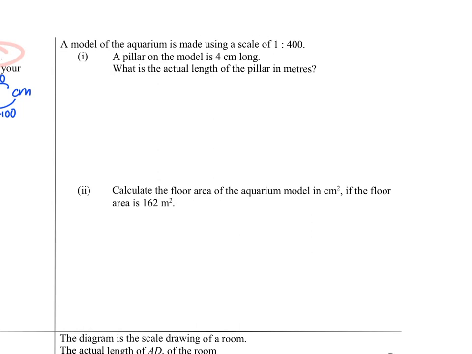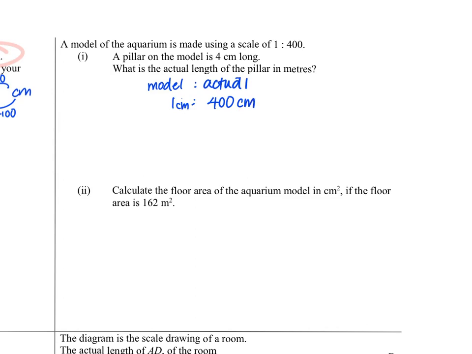Okay, so a model of an aquarium is made using a scale of 1:400. So map is to actual 1:400. The pillar on the model is in cm, so actually this should be called a model instead of map. So this will be model, and that's the actual.